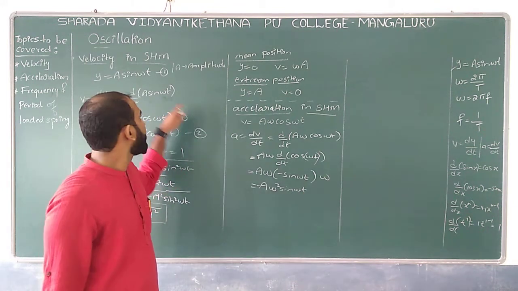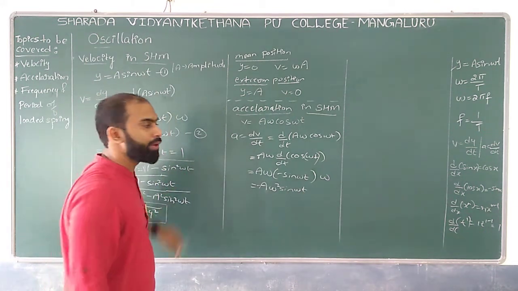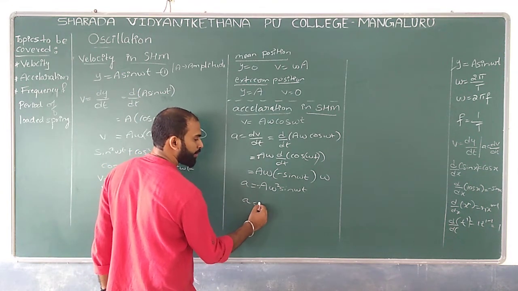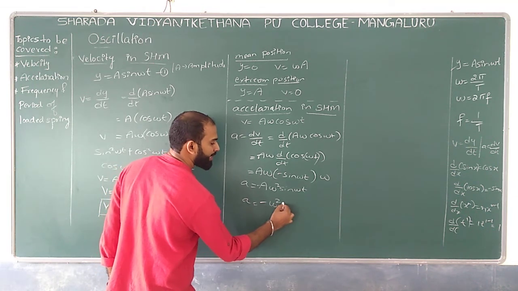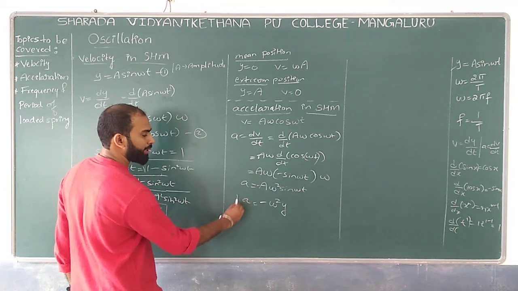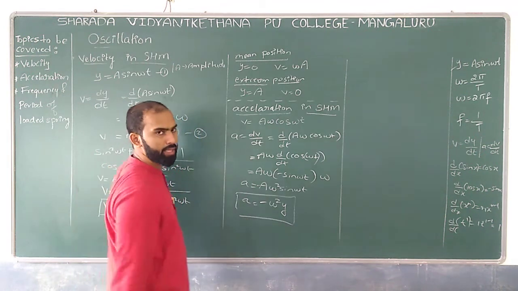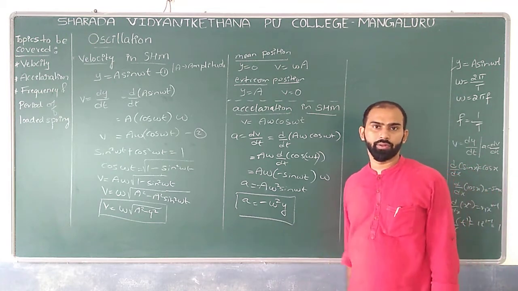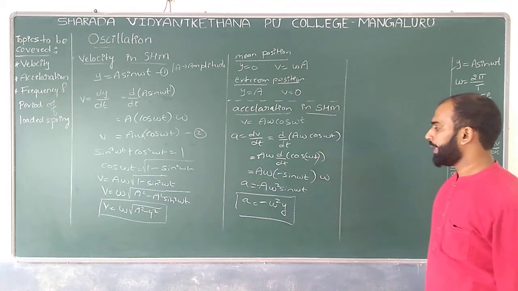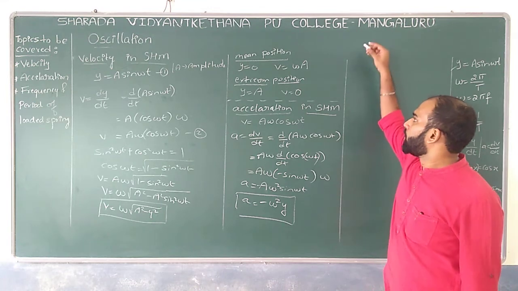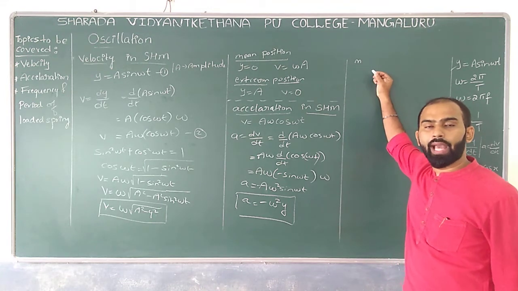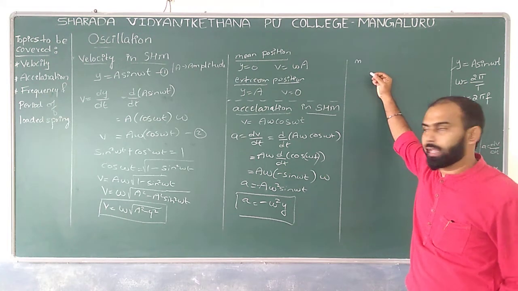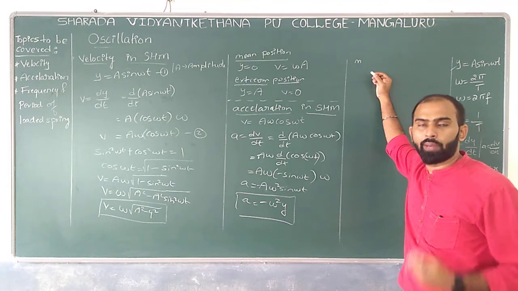But we know a sin omega t is y over here. Altogether I can write that acceleration is equal to minus omega square into y. So this could be one more relation I can find over here. Yes or no? So this is how exactly we are supposed to go with this relation. And one more thing we have to remember: at which particular point we can have acceleration, and at which particular point we cannot expect acceleration. We will try to see one by one.